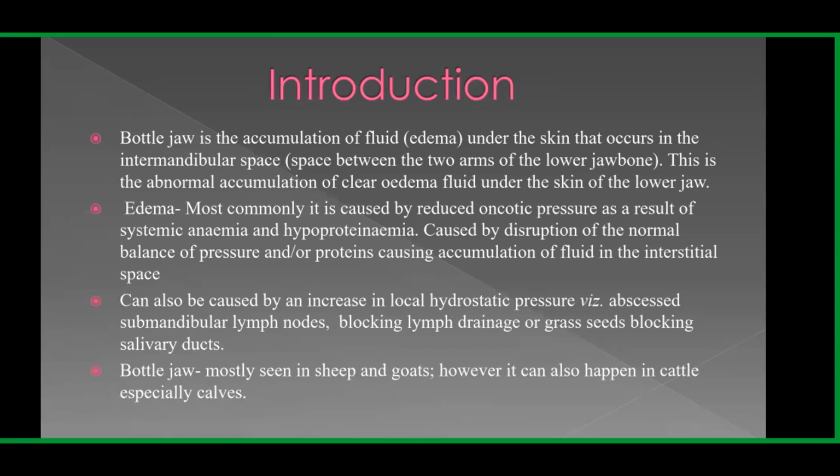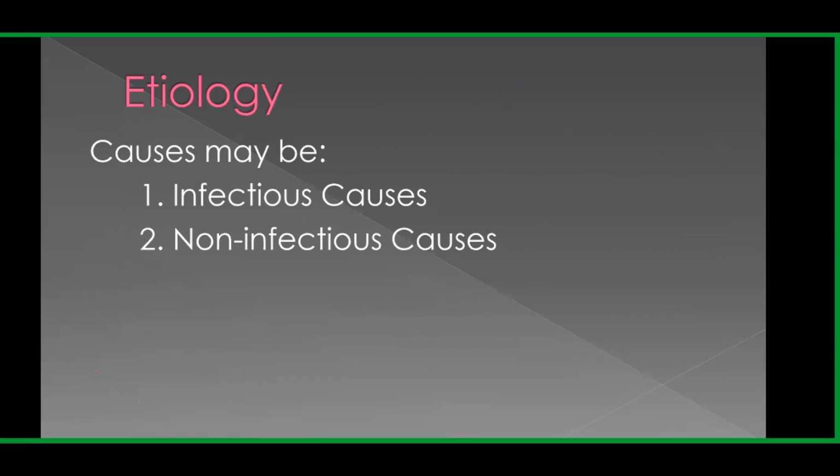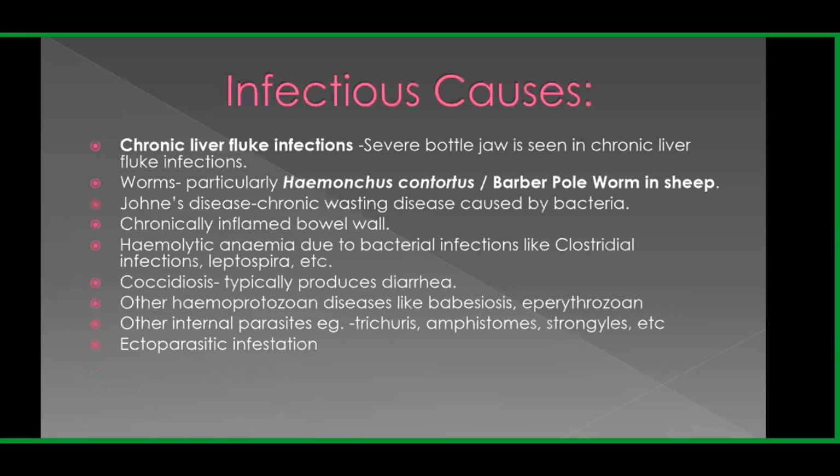It is seen mainly in sheep and goat, and it may also be seen in cattle, particularly in young calves. The causes may be infectious or non-infectious. Now, in the infectious causes, as I said, there will be a reduced amount of blood in the intravascular space. This reduced blood or reduced protein may be because of certain elements. Now, what are the reasons because of which there will be a reduced amount of cellular component or protein or electrolyte?